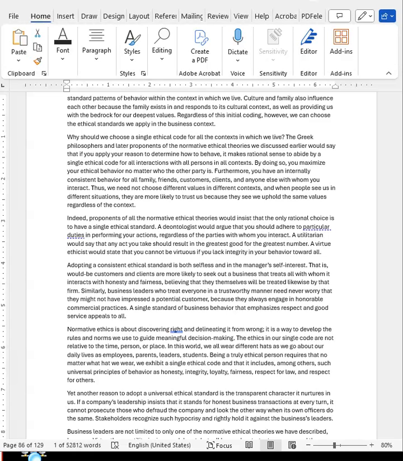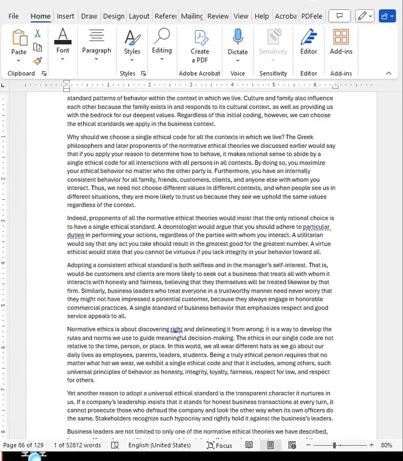Thus, we need not choose different values in different contexts, and when people see us in different situations, they are more likely to trust us because they see we uphold the same values regardless of the context. Indeed, proponents of all the normative ethical theories would insist that the only rational choice is to have a single ethical standard. A deontologist would argue that you should adhere to particular duties in performing your actions, regardless of the parties with whom you interact. A utilitarian would say that any act you take should result in the greatest good for the greatest number. A virtue ethicist would state that you cannot be virtuous if you lack integrity in your behavior toward all.